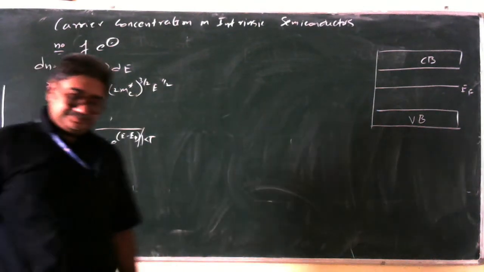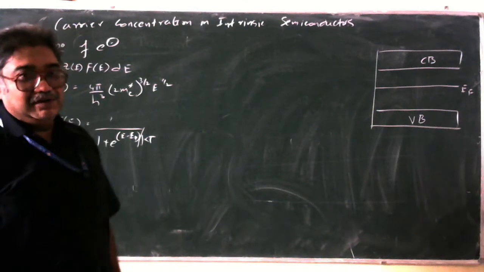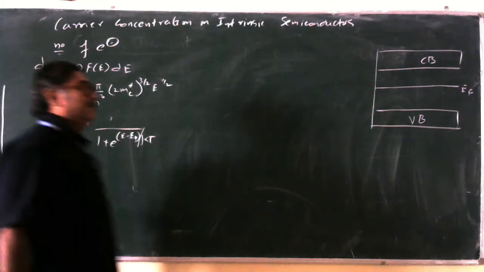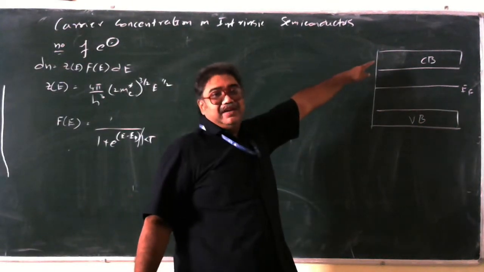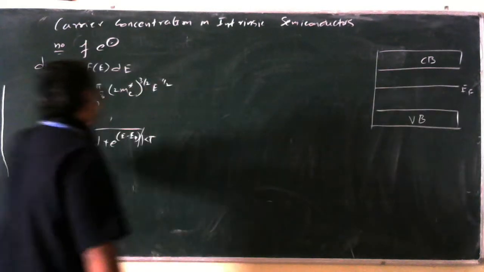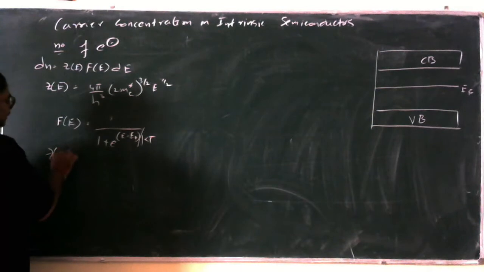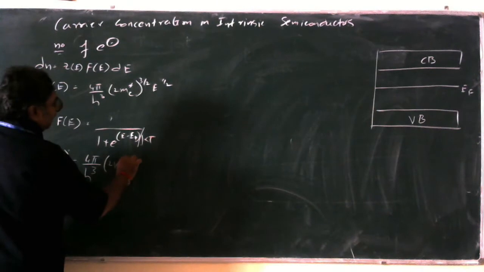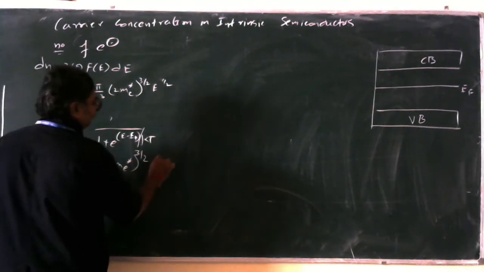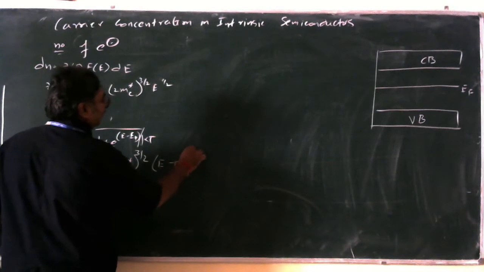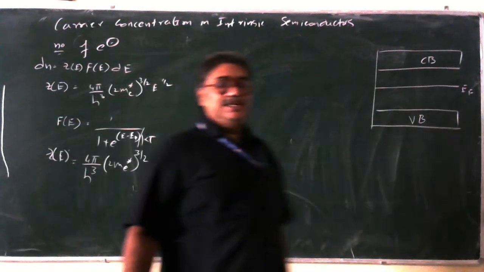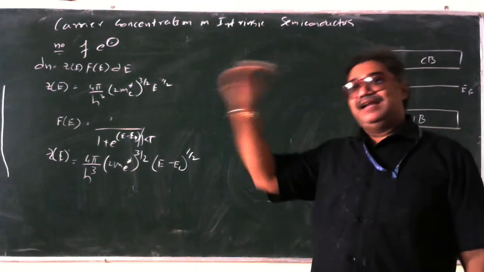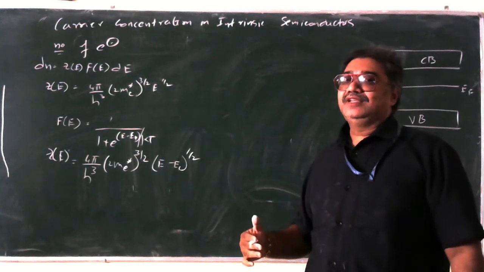So we got the density of states, and we also got the Fermi function. But where are the free electrons available? The free electrons are always available in the conduction band. So this equation is further changed: Z of E is 4 pi by h cube into (2 m_e star) whole power 3 by 2 into (E minus EC) whole power 1 by 2, where E is the variable energy level and EC is the conduction band energy level, because free electrons are only available in and above the conduction band, but definitely not below it.